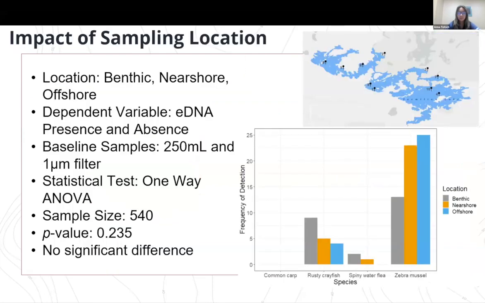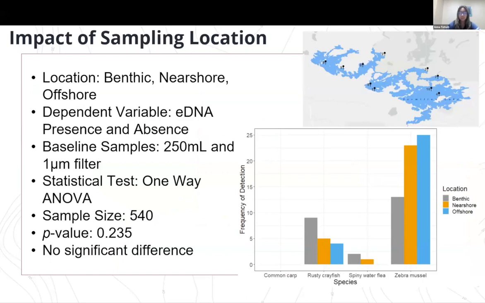Please. So for impact of our sampling location, we wanted to know if there was a difference in frequency of detection between benthic, nearshore, and offshore locations. We found that where we sampled, there was no significant difference in detection probability based on presence and absence of eDNA. We used a one-way ANOVA to compare the means of the 3 independent groups in order to determine whether there is a statistical evidence that the associated population means are significantly different, and we found that they are not.